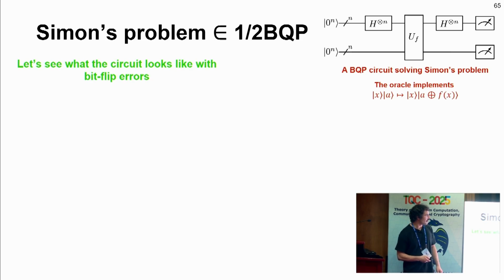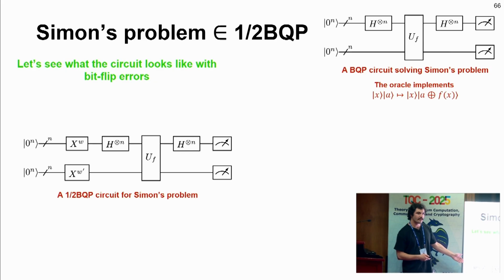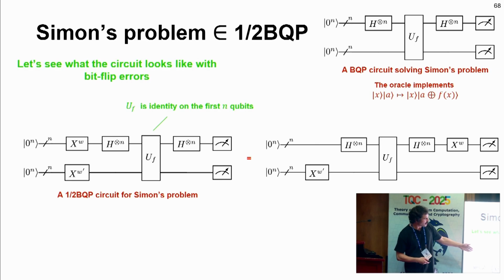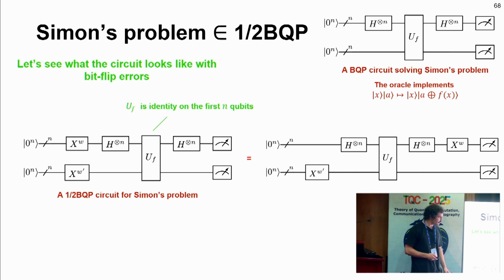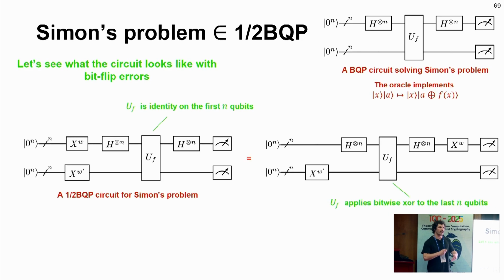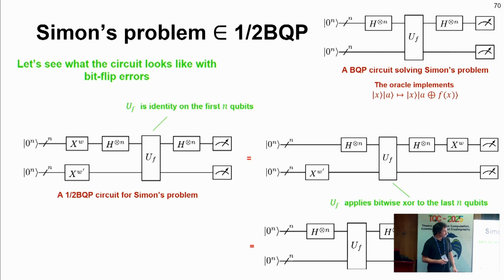In particular, when we start with X errors in the beginning, they can commute through on the top because the oracle is just the identity on the first n qubits. And furthermore, they can commute through on the bottom because the oracle is just applying XORs on the second register, or the bottom register, of the algorithm. So all in all, again, we see that bit flip errors at the beginning are the same as bit flip errors at the end for this particular algorithm.